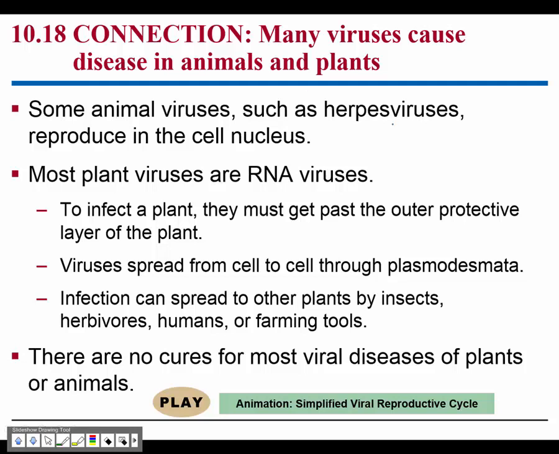So the herpes virus sometimes reproduces in the cell's nucleus. Most plant viruses are RNA viruses. To infect a plant, they have to get past the outer protective layer of the plant. And then they spread from cell to cell through the plasmodesmata, which are those holes in between the cells. And they can spread to other plants by insects, herbivores, humans, and farming tools.